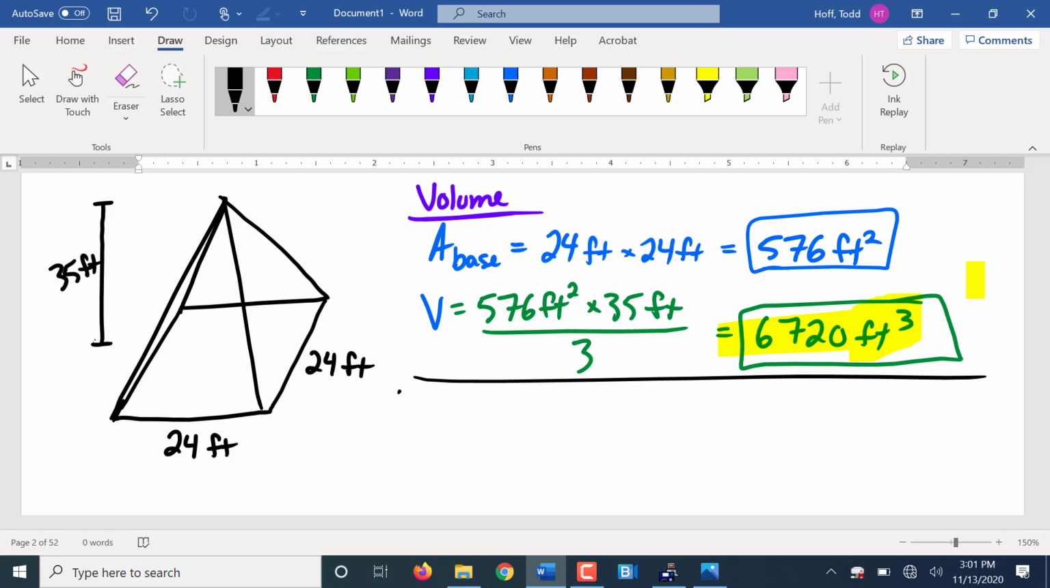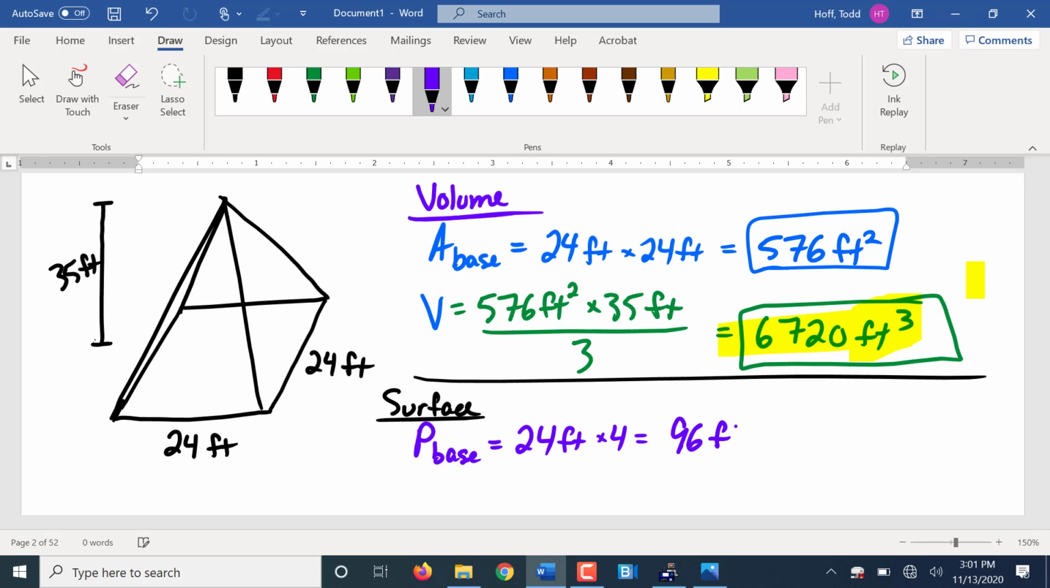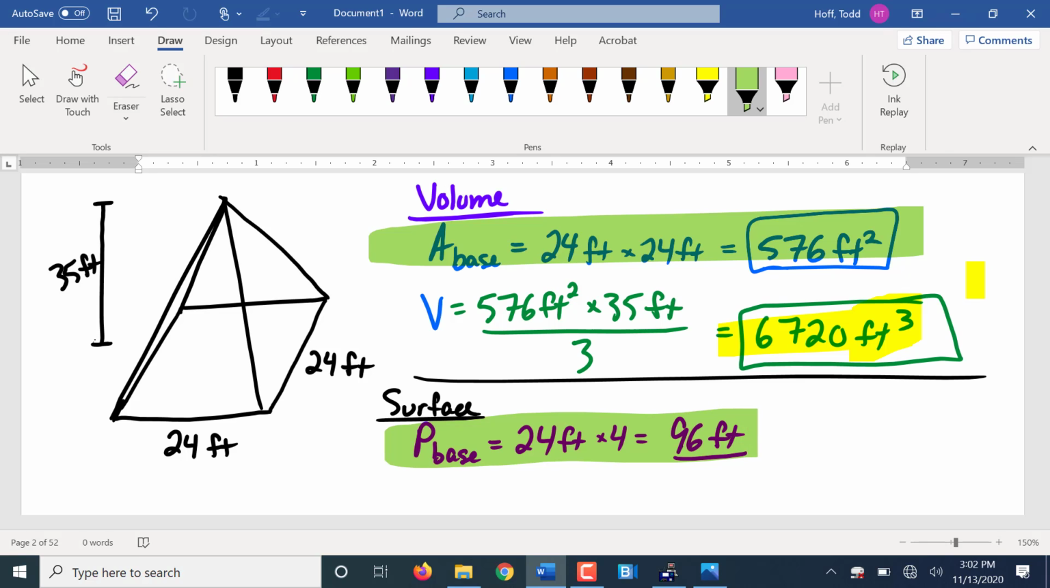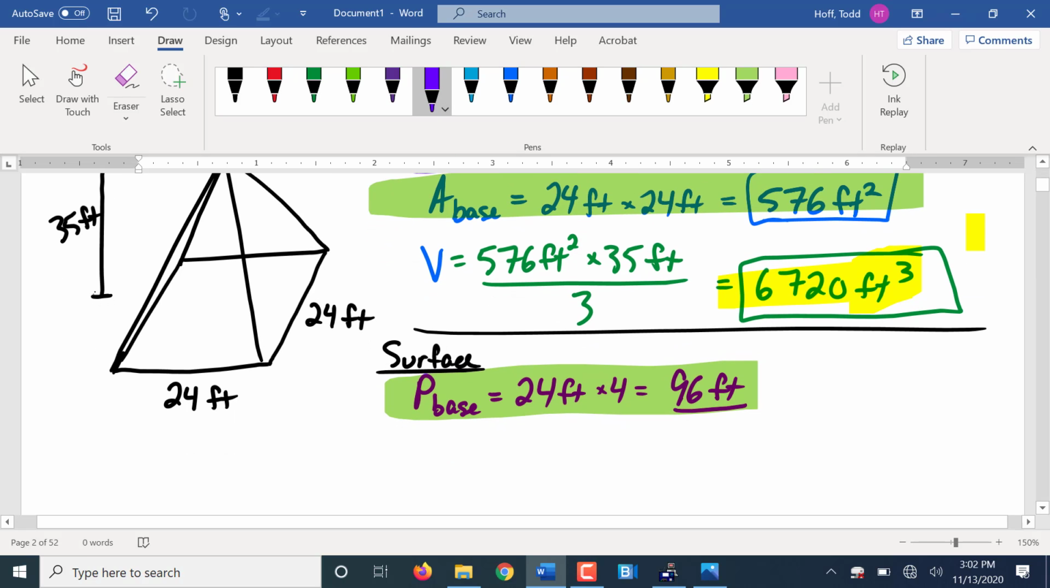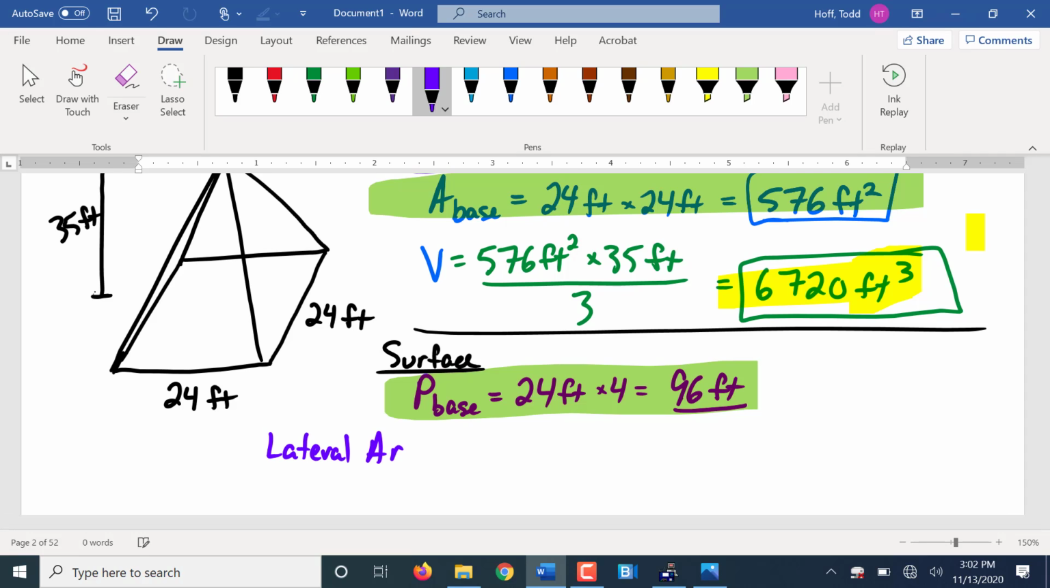For surface area, the first thing we need to find is 24 times 4. It's the perimeter of the base. So 96 feet around the perimeter. So when we did volume, the first thing we had to find is the area of the base. When we do surface area, the first thing we need to find is the perimeter of the base. What else do we need to know then, since this is a pyramid for lateral area? We need to know the slant height. Good.